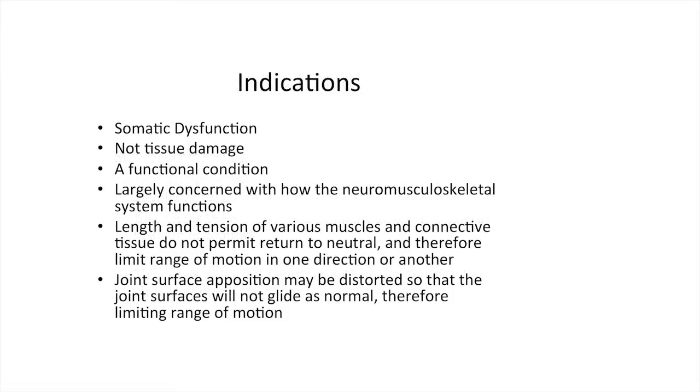Indications for counterstrain: somatic dysfunction, not tissue damage. This is a functional condition. It's largely concerned with how the neuromusculoskeletal system functions. Length and tension of various muscles and connective tissue do not permit return to neutral, and therefore limit range of motion in one direction or another. Joint surface apposition may be distorted so that the joint surfaces will not glide as normal, therefore limiting range of motion.